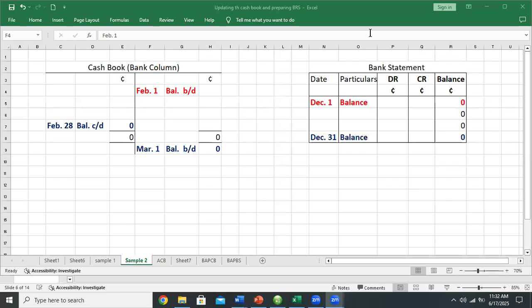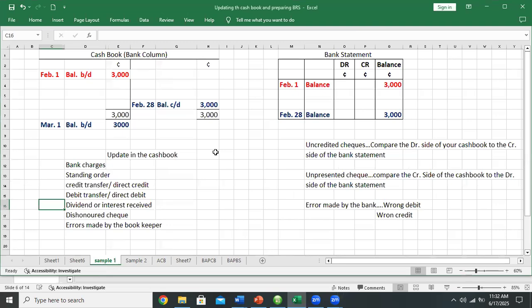So you see, gradually we are building on to solving illustrations. So let me reiterate the point that I just made about updating the cash book and then the reconciliation statement. So I've done the division for you. Please note these divisions. They are very, very important.